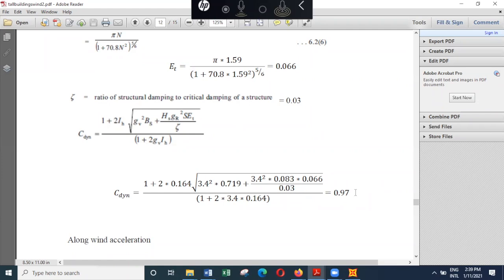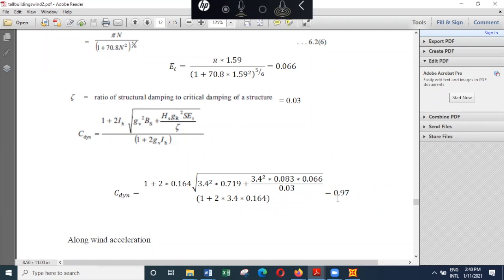So this way you can see whether the dynamic effects are critical or not. And in this particular example, although it falls into a particular height range, the dynamic effects may not be that critical, because it's less than 1. Generally we use C dynamic as 1 for all the small structures. So even in other structures, we should be using 1.